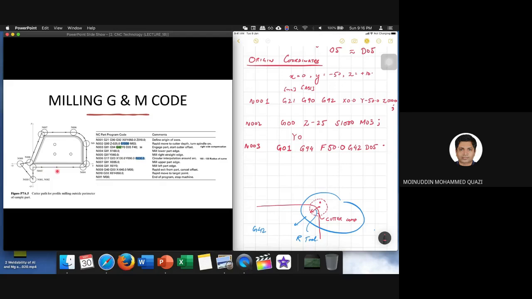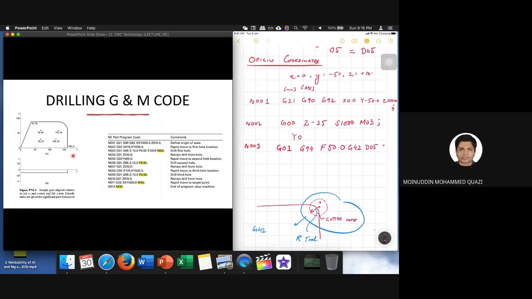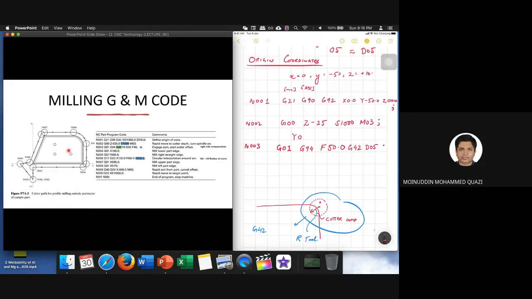Now I want to move forward. So very simple linear interpolation, G01 from here to this part, X. How much is the distance of X? X is 160. So go down and X 160. So N04 G01 X160.